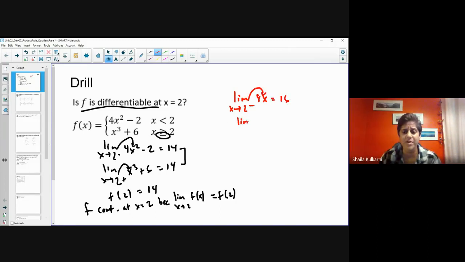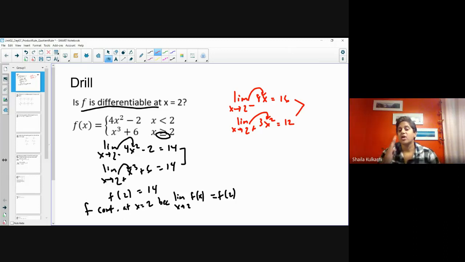The limit from the right is going to go into the derivative of x cubed plus 6. So the derivative of x cubed is 3x squared. And the derivative of 6 is 0. So we are able to just do the derivative as 0. And we plug this in, we get 2 squared is 4. 4 times 3 is 12. Aha! So we have slopes that are not the same on both the right and the left.